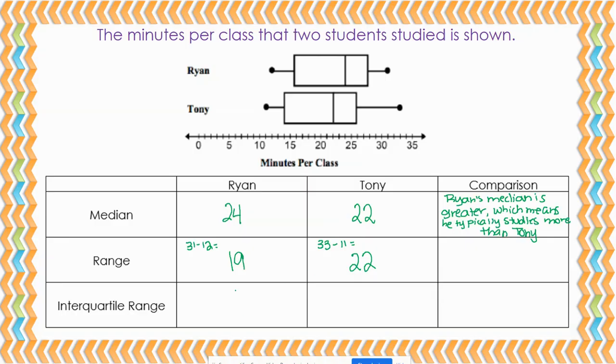Now, since this is a measure of spread, since Tony's range is greater, that actually means that his data is less consistent because it is much more spread out. So I would say for this, my comparison would be that Tony's range is greater, which means his data is actually less consistent.